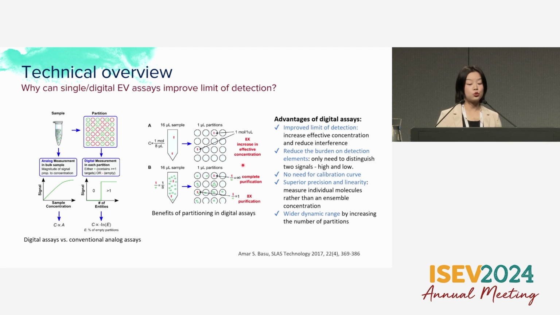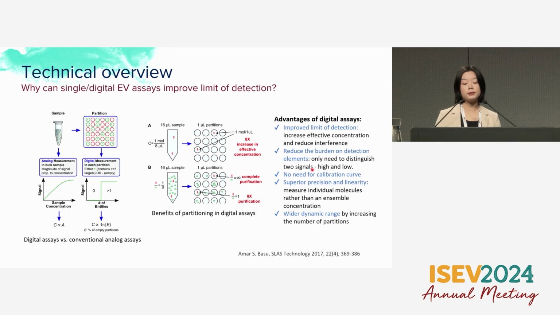This is mainly due to 2 reasons. First of all, in each partition, it has actually increased effective concentration compared with the bulk assay due to the significantly reduced sample volume. And secondly, the partition also allows a separation between the analyte and also the other interfering compounds, and thus increase the ratio between the analyte and the background in each partition, thus increase the signal-to-noise ratio.